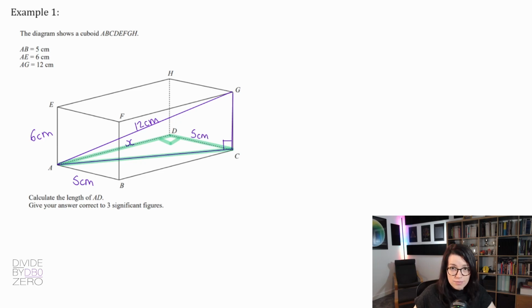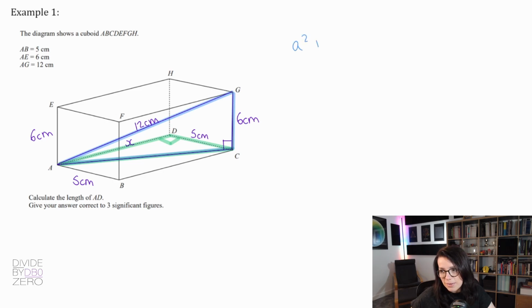So it'd be really helpful if we knew the hypotenuse of the green triangle. There must be a way of working that out, and it's going to be by using that original right-angled triangle that we first drew inside the cuboid, because we know that GC is also 6 centimeters, and therefore we can do Pythagoras on this blue triangle. Let's go ahead and do Pythagoras' theorem.